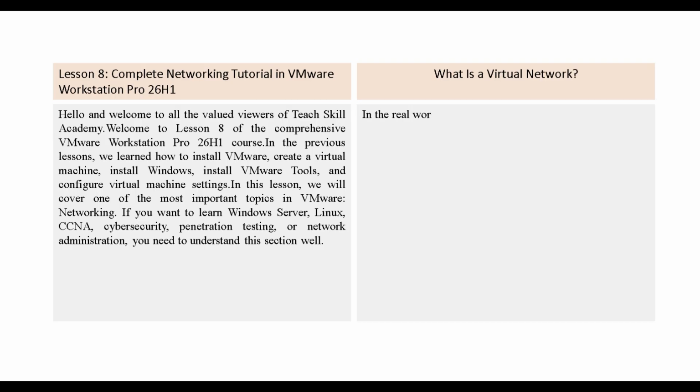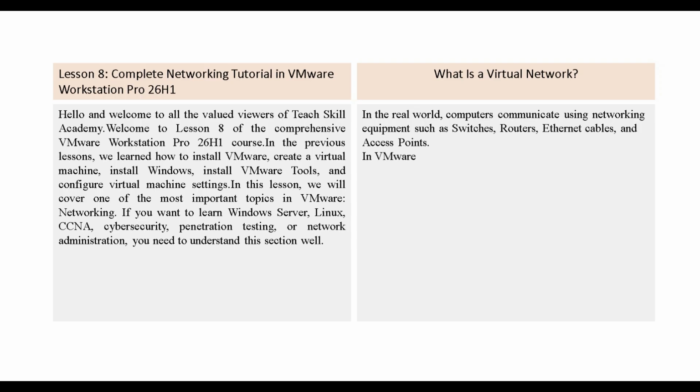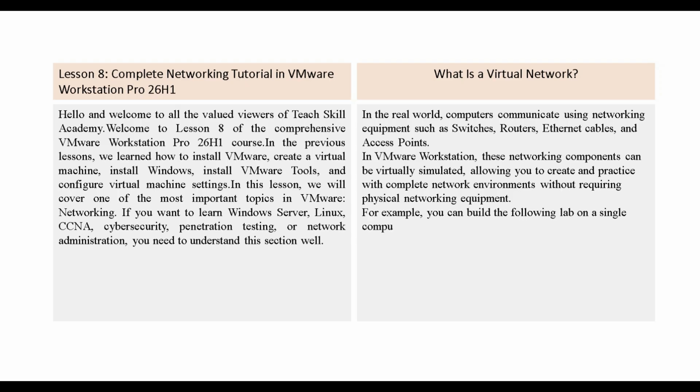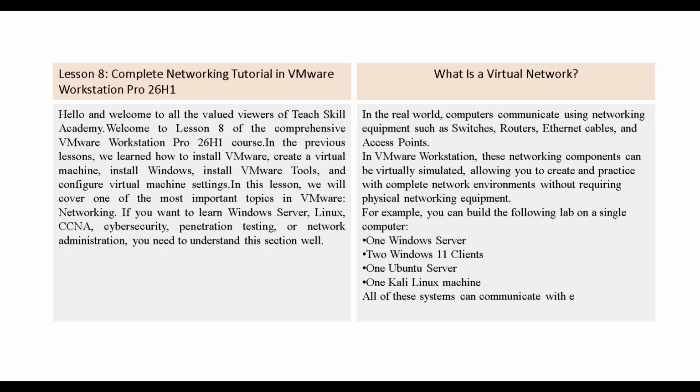In the real world, computers communicate using networking equipment such as switches, routers, Ethernet cables, and access points. In VMware Workstation, these networking components can be virtually simulated, allowing you to create and practice with complete network environments without requiring physical networking equipment. For example, you can build the following lab on a single computer: 1 Windows server, 2 Windows 11 clients, 1 Ubuntu server, 1 Kali Linux machine. All of these systems can communicate with each other through virtual networking.